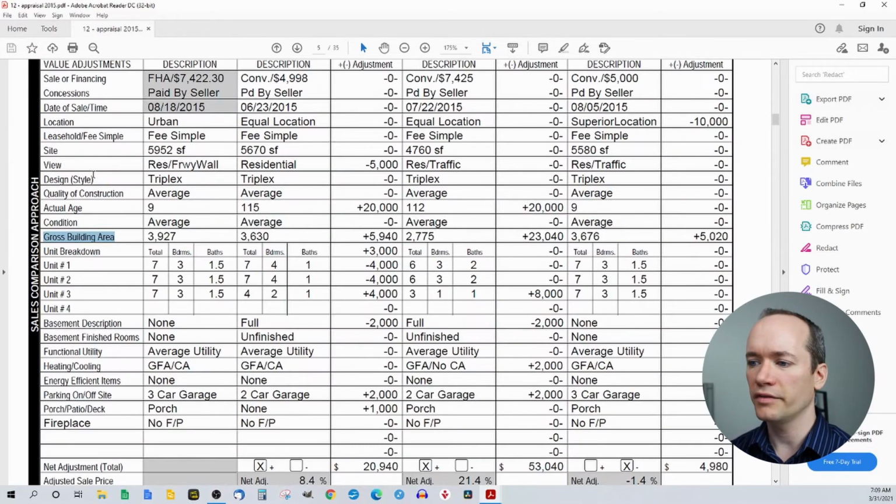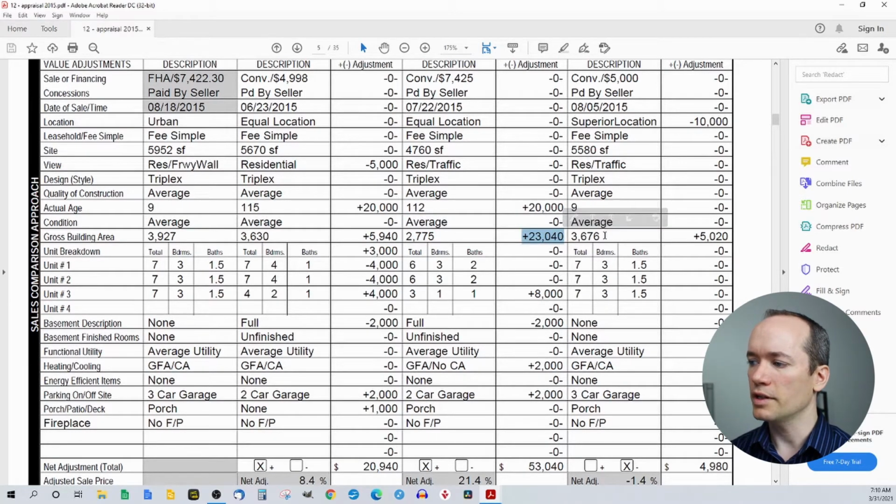So back in the 2015 appraisal, the next adjustment that is made is on the gross building area or the finished square footage. So our subject property is about 3927. The next one is 3630, which is an adjustment of 5940. The next comp is 2775, which is a difference of 23,000.